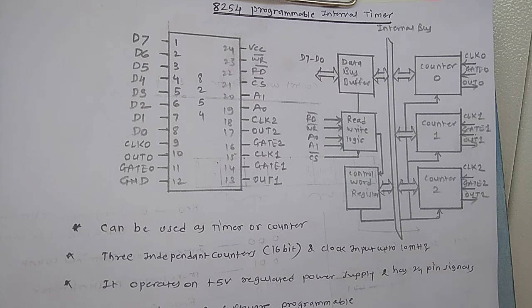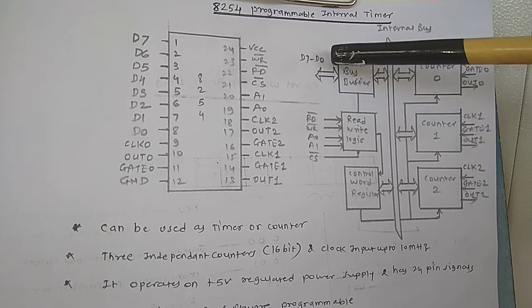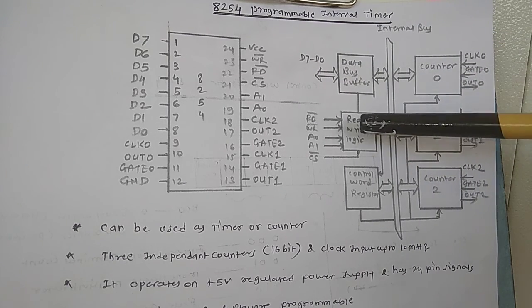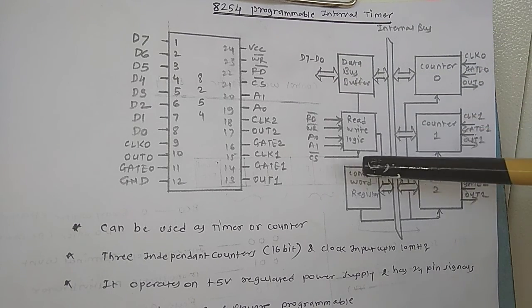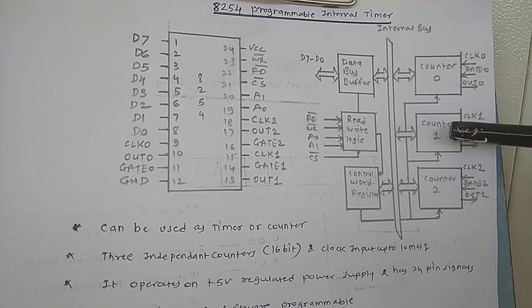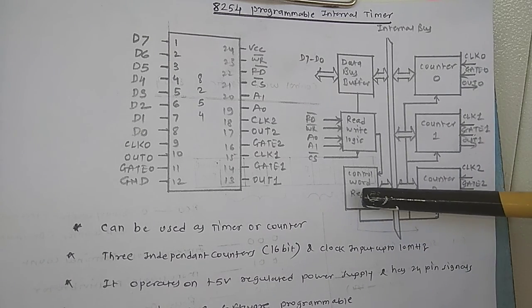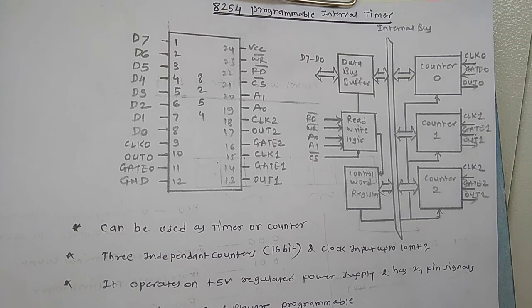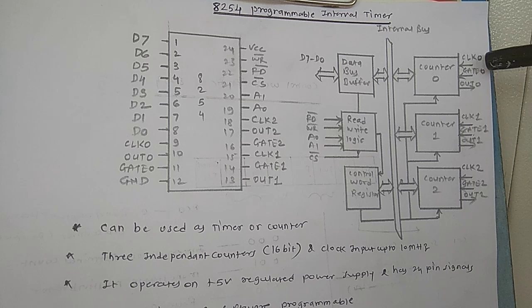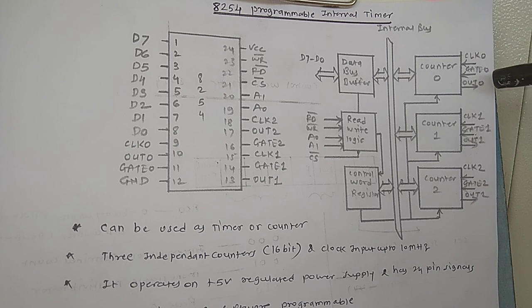So this is all about the block diagram, which consists of data bus buffer having D0 to D7, then read-write control logic for controlling read-write operation and selection among the control word register, counter 0, counter 1 and counter 2. Control word register controls the operation of this 8254 programmable interval timer, and 3 counters this 8254 is having with 3 signals, 2 input and 1 output. Clock and gate are input signals and out is your output signal. So in next lecture, we'll check out the features and application of this 8254.